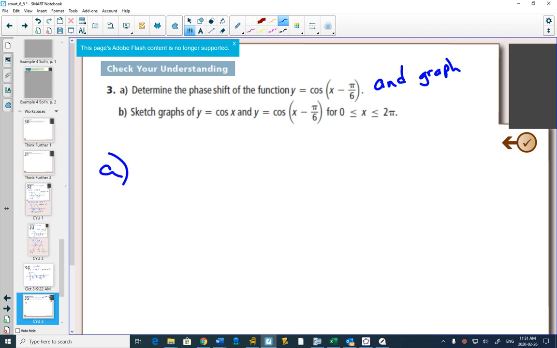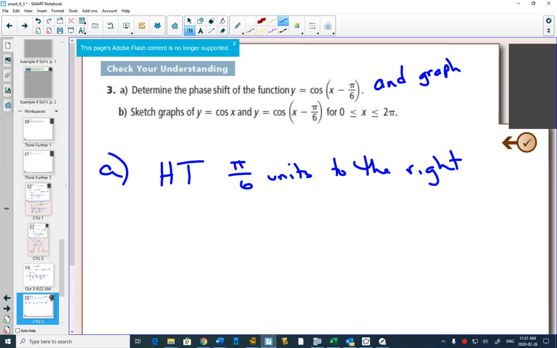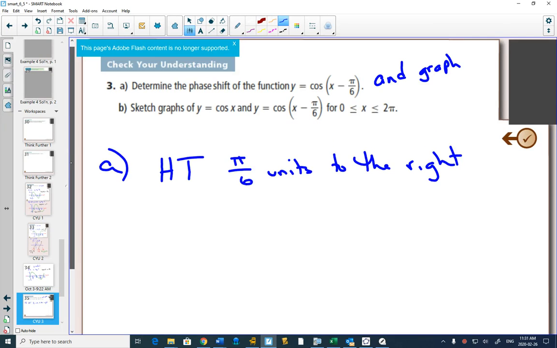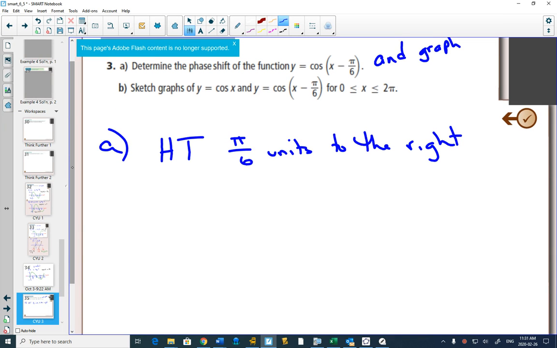Can you see that that pi over 6 is inside your function? Okay, so that means you're going to shift horizontal translation, pi over 6 units to the right. With our translations for our graphs, okay? So that is the phase shift. We're shifting pi over 6 units to the right.